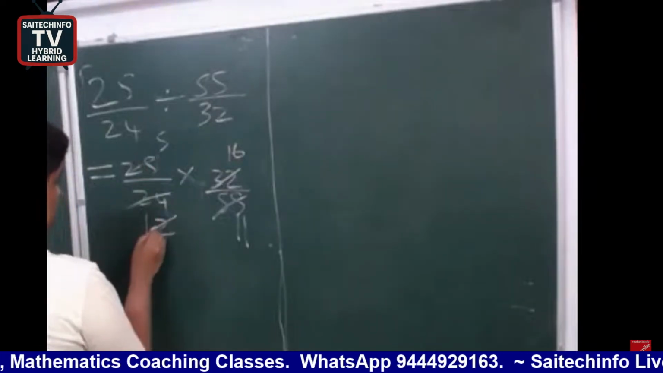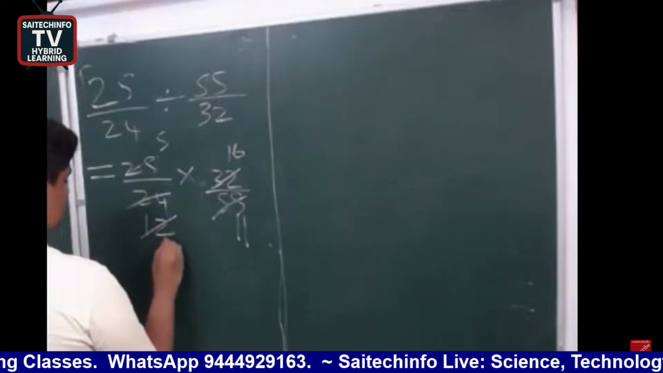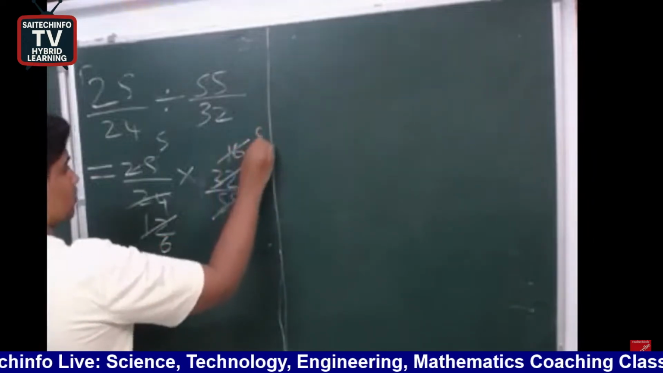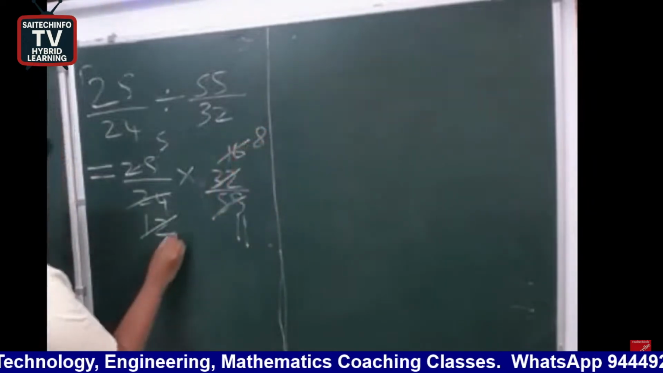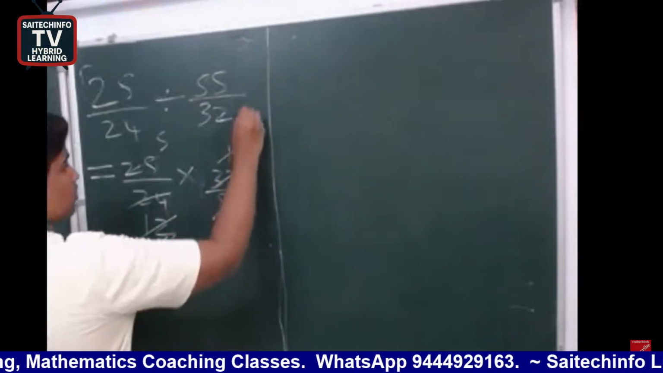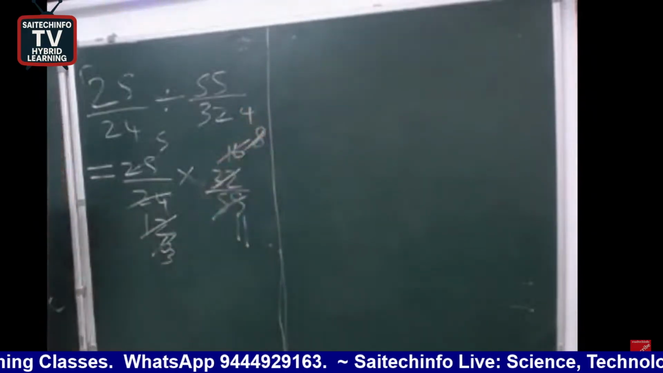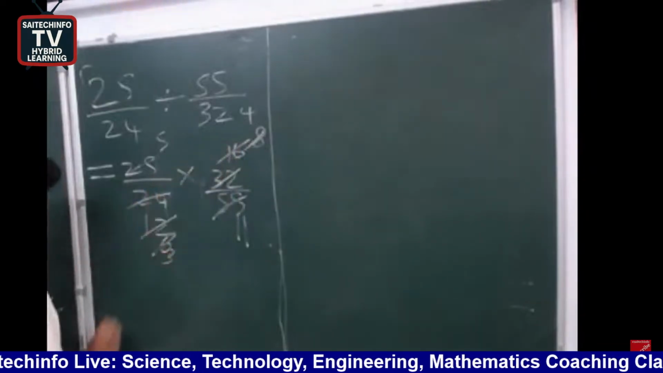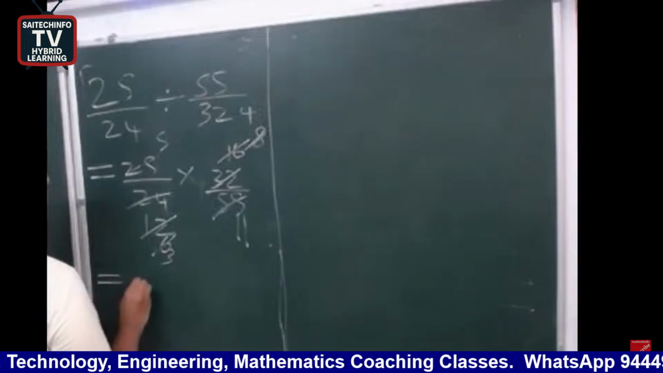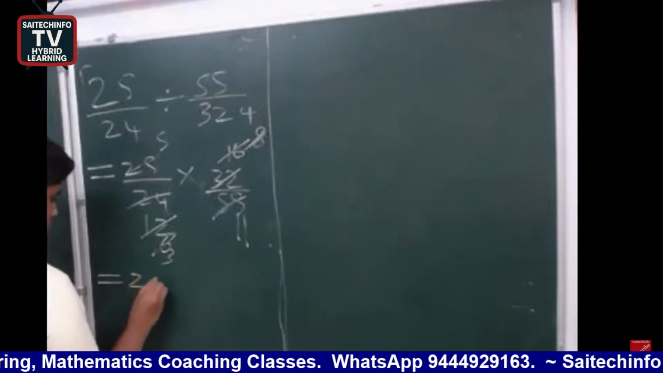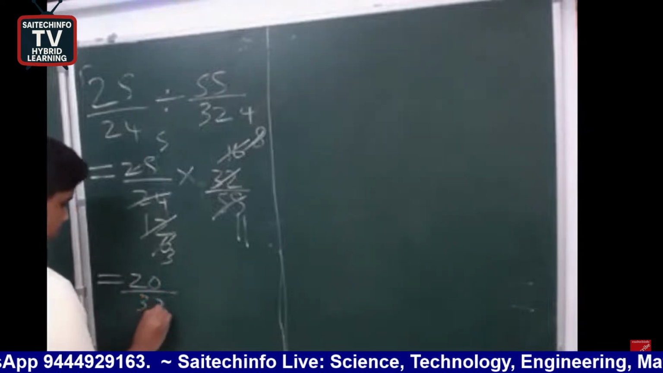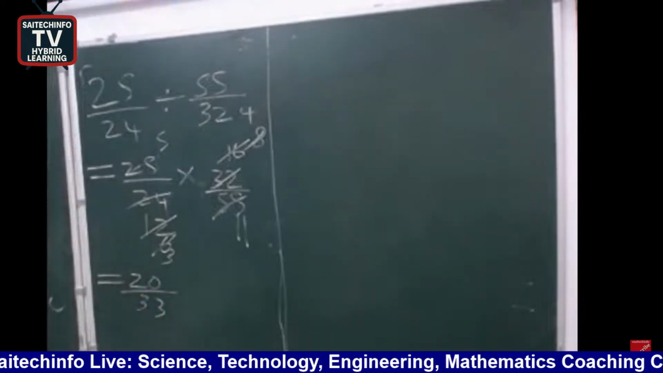16, 12. 6, 8. Again. 4. Right? Okay. Now you multiply this one and this one. So what are the remaining? 5 into 4, 20 divided by 30. That's it. Do you understand this?